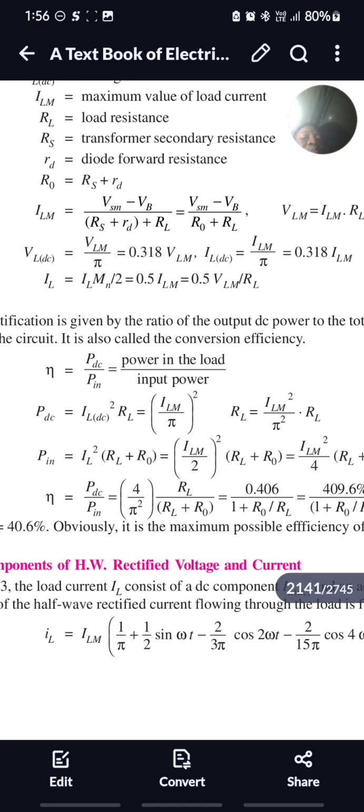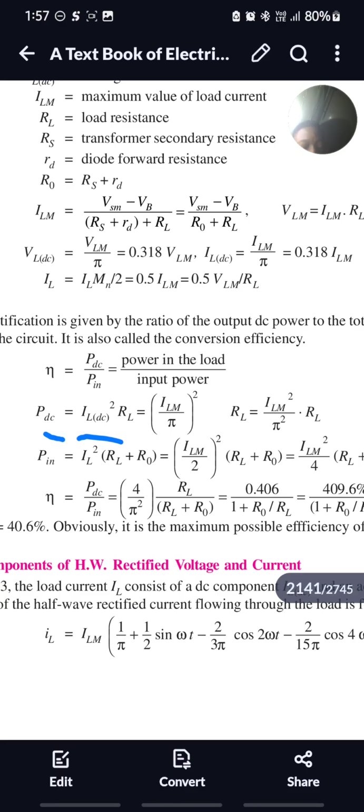So now PDC equals to ILDC. I don't know why they are using ILDC, but they just say IDC square. You see now, this is what I'm trying to show you guys. You see IDC here, they still use IDC here. That's how I'm trying to tell you that if you understand this, there's no need to use different textbooks. I feel like I've gone through all the textbooks, but this is the textbook that is the best.